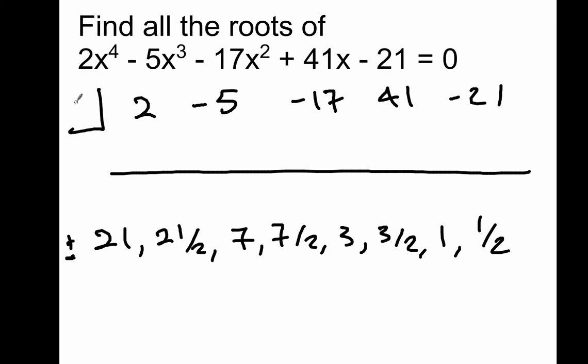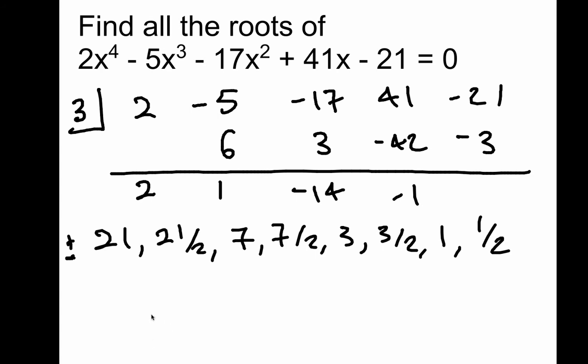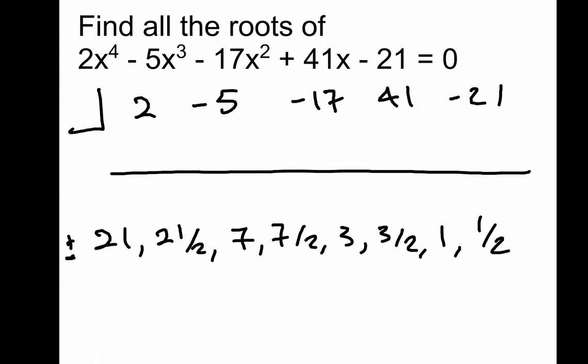So I'm going to try 3. Bring down the 2. 3 times 2 is 6. 3 times 1 is 3. We're at negative 14. 3 times negative 14 is negative 42, negative 1, negative 3. Doesn't work. Okay, so 3 doesn't work. Not what we're looking for here. So let's try another number. Let's try a fraction. Let's try 3 over 2 and see how that goes.